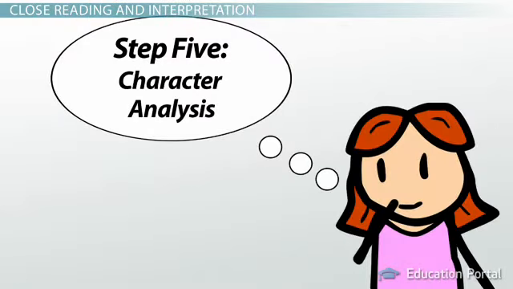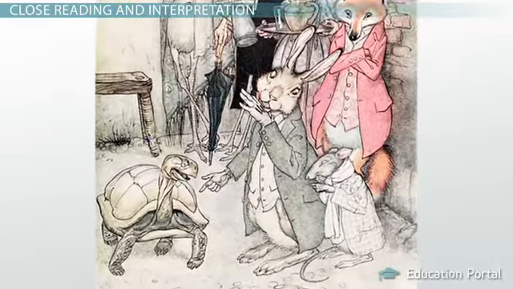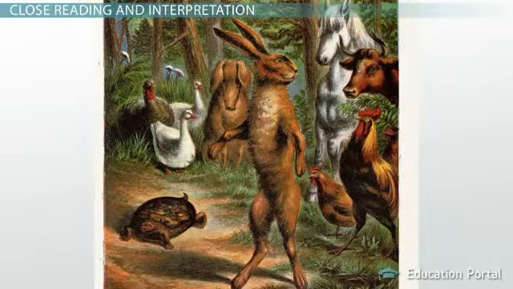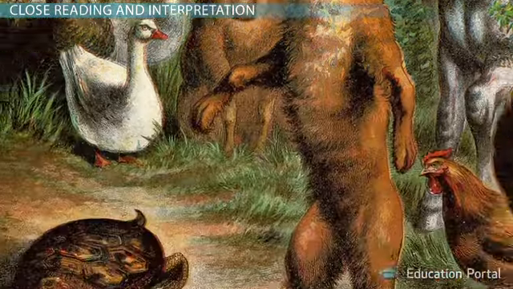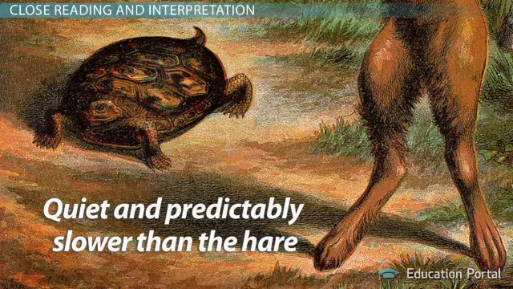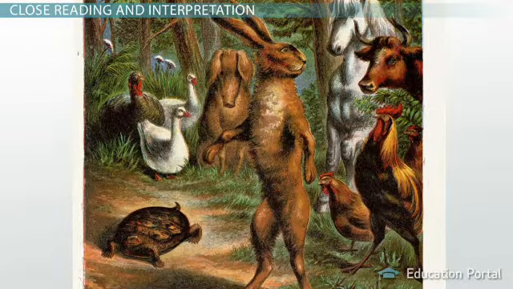Step 5, character analysis. What more can we say about the tortoise and the hare? In what ways can we really bring them to life in our mind? Well, we know the hare is a braggart with confidence in his abilities to move quickly. We know the tortoise is quiet and predictably slower than the hare. Here, we basically fill in more details about the characters.